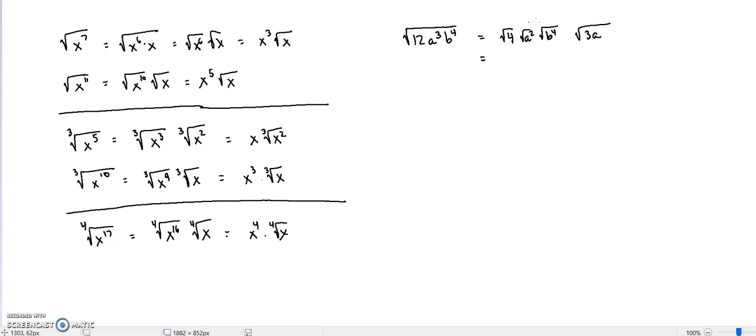All right, so break it up into things that you can take the root of, things that you can't take the root of, and then simplify. So square root of 4 is 2. Square root of a squared is a. Square root of b to the 4th is b squared. I'm taking half of all these exponents. And that leaves me with square root of 3a that I can't do anything with.